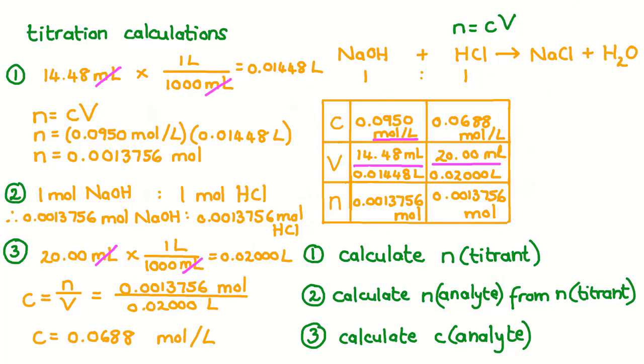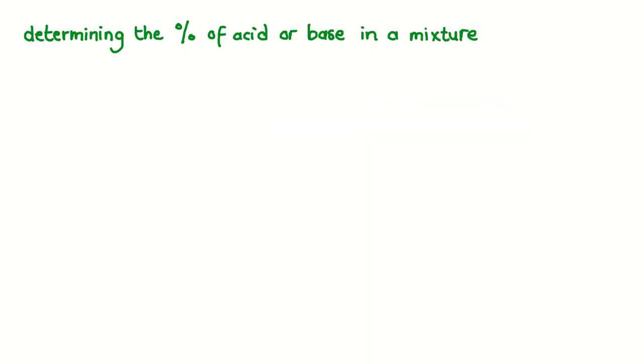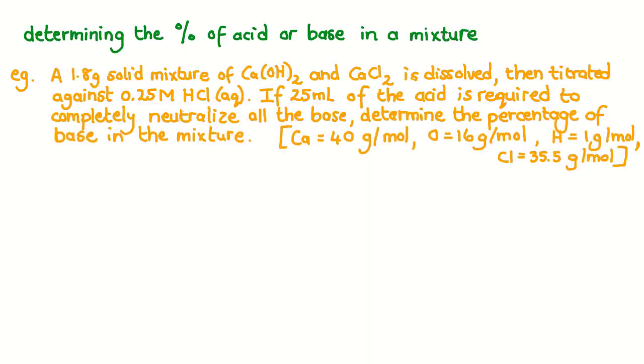Neutralization titrations can also be used to determine the percentage of an acid or base in a mixture. Let's look at an example. A 1.8 gram solid mixture of CaOH2 and CaCl2 is dissolved, then titrated against 0.25 molar HCl aqueous. If 25 milliliters of the acid is required to completely neutralize all the base, determine the percentage of base in the mixture. And we are given the molar masses of calcium, oxygen, hydrogen, and chlorine.